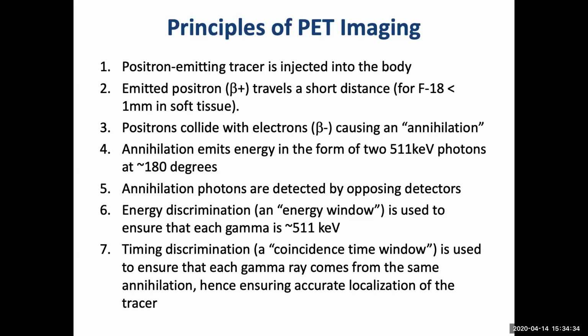Energy discrimination, an energy window similar to the one in the SPECT camera, is used to ensure that each gamma is 511 keV. There is another window in PET, in addition to the energy window, called the coincidence time window. It is used to ensure that the gamma rays or photons come from the same annihilation, hence ensuring accurate localization of the tracer.